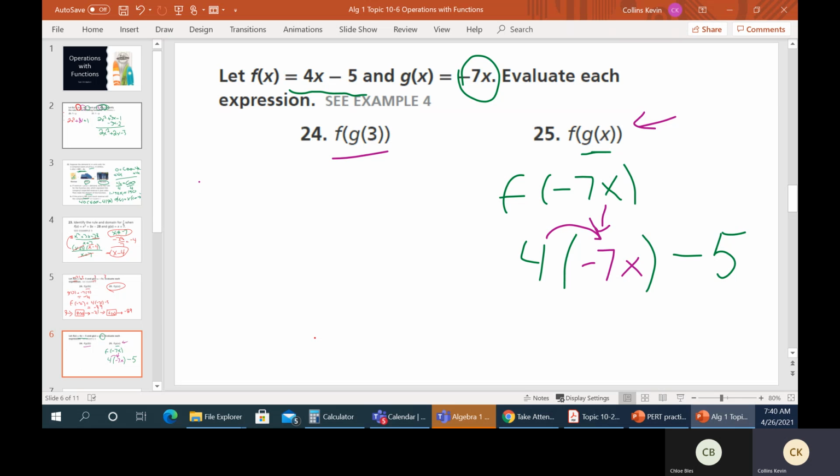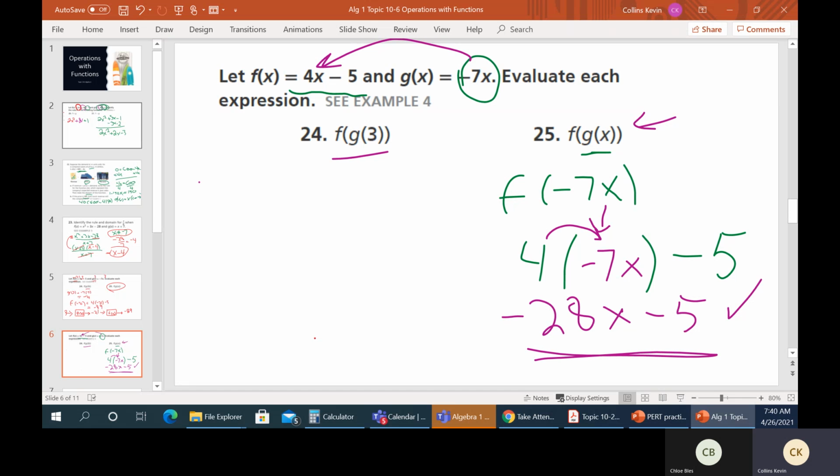So I go 4 times minus 7, that's going to be minus 28. Bring the x along for the ride. And then there's no variables here, so you just bring the minus 5 down, and you're done. That's it. Now those can get a lot more complicated than that depending on what the expressions are, but not too bad, really. So all we're asking, when they give you f of g of x, you're going to get an answer that isn't just a number, which we did, and they're asking you just to take the entire g function and plug it in wherever you see x in the f function.